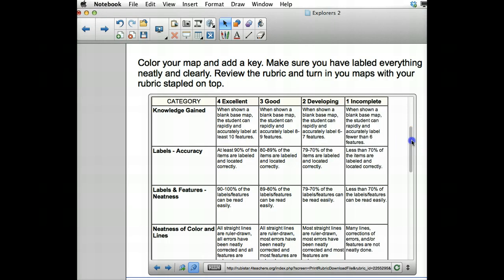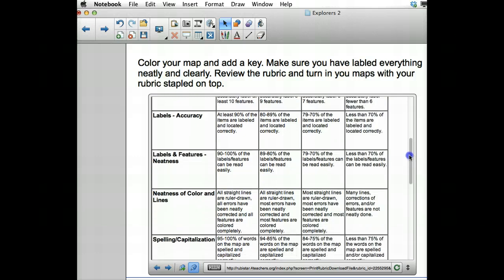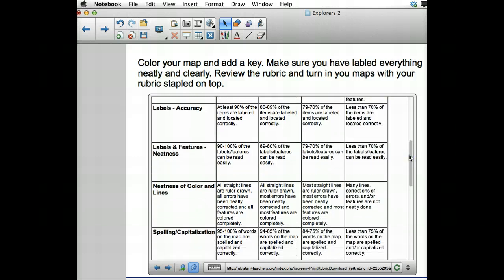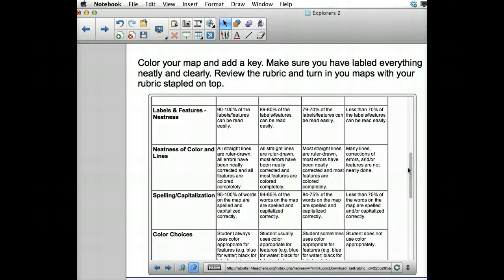The next part of the rubric is that the labels are accurate, that they have put everything where it should be, and that goes to helping them learn the information so they could fill in a blank map. The next part of the rubric is the neatness of the labels. A map is very hard to read if you can't read the labels, and in order for them to study their maps later for the test, they will need to be able to read what they have written. So neatness is very important.